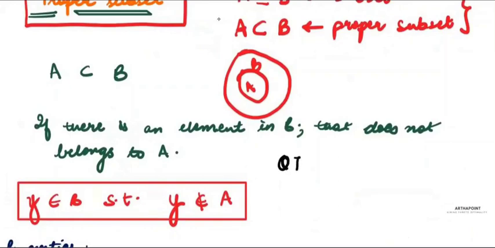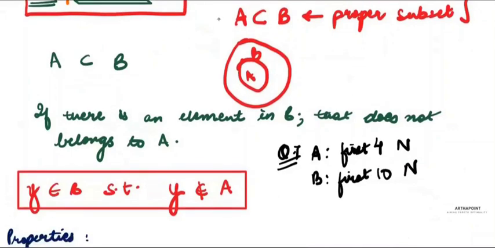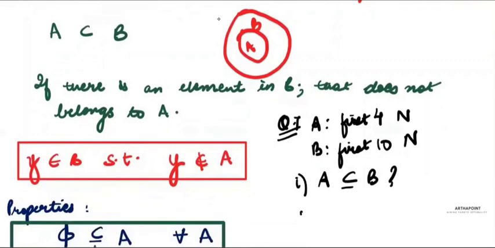Just try this out. I am telling you A is the first 4 natural numbers. B is the first 10 natural numbers. And you have to tell me these two statements. Is A a subset of B? Second, is A a proper subset of B? Okay.